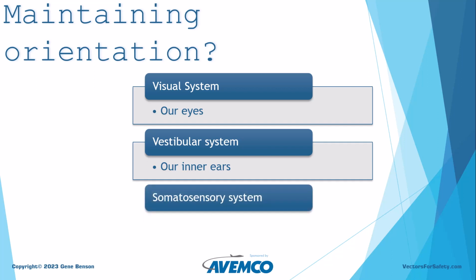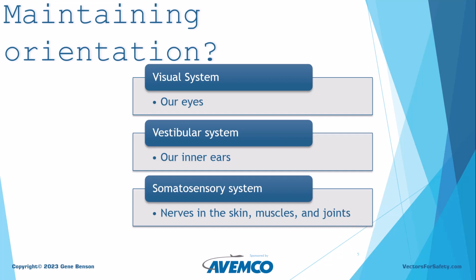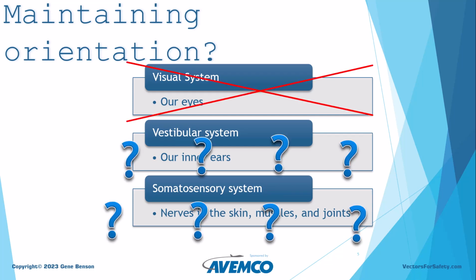Finally, our somatosensory system, consisting of the nerves in our bodies, also plays a role. This system can be easily overruled by the vestibular system, which might be confused if the visual system is impaired. So what happens when we are flying and deprived of a clear visual reference to the horizon? Our remaining systems may become confused and cause us to lose our orientation.